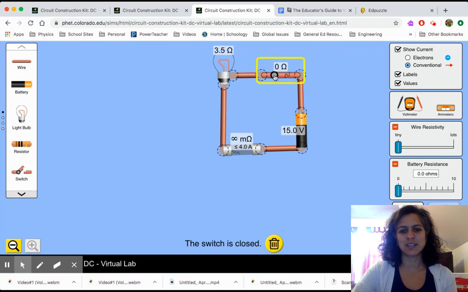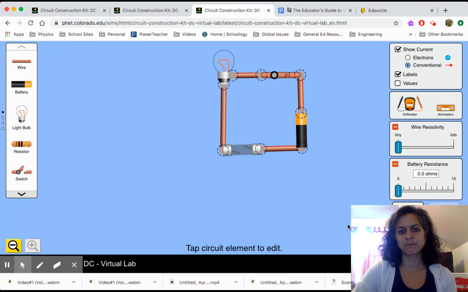So hopefully you said yes, because with these numbers you got a current that is greater than 4.0 amps. And so now the fuse shows a resistance of infinity, which means that it's basically like an open switch because this has been broken.